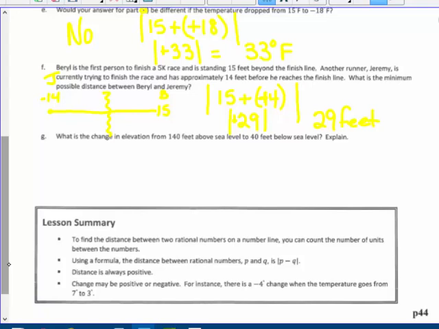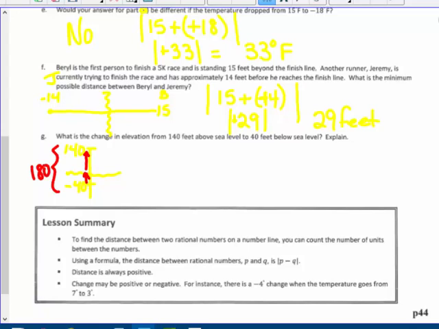What is the change in elevation from 140 feet above sea level to 40 feet below sea level? Okay, so here's sea level, 140 feet above sea level, and 40 feet below sea level. What's the change in elevation? Well, if you were doing this on the number line, you've got to go 40 just to get to 0, and then another 140. So I know that on the number line, the distance between them is 180.